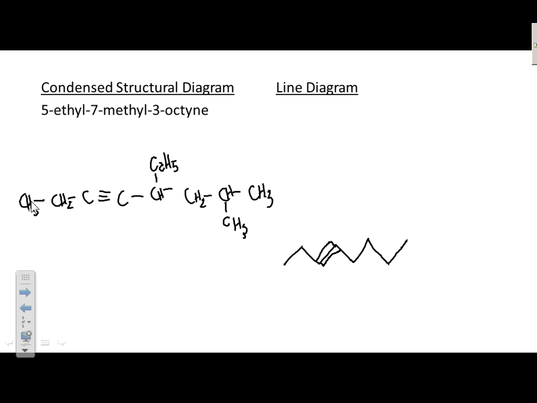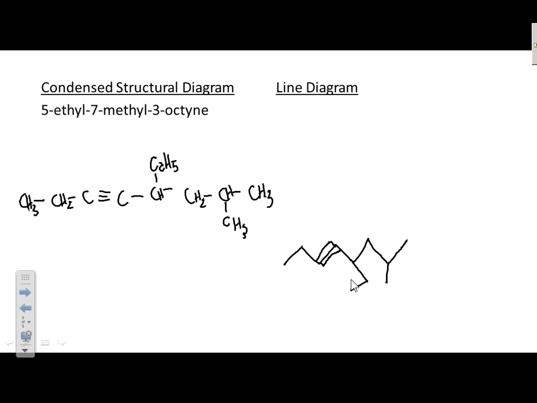And then I've got 1, 2, 3, 4, 5. Notice I've got it down here now, and I need 1, 2. So you'll notice 1, 2. That makes it an ethyl. And then on 6 and 7, I need a 1. There we go. So there's the line there representing the 1. So that's what that line diagram would look like for octyne.